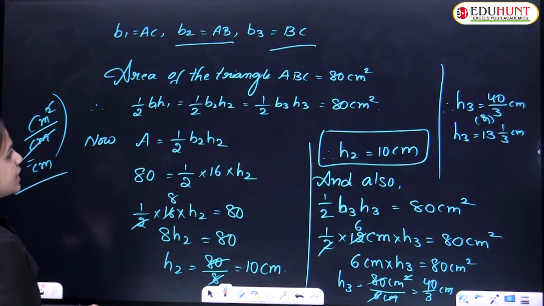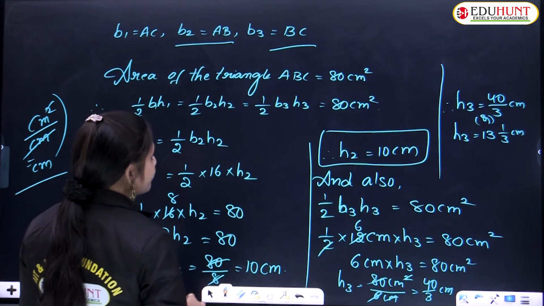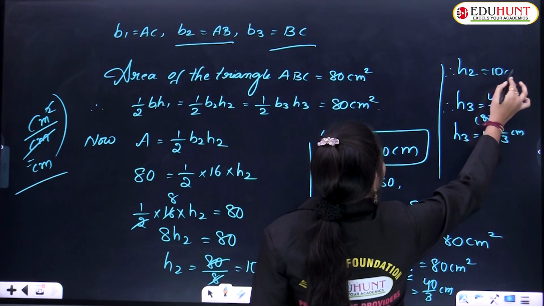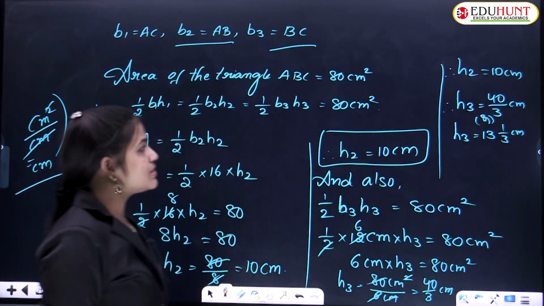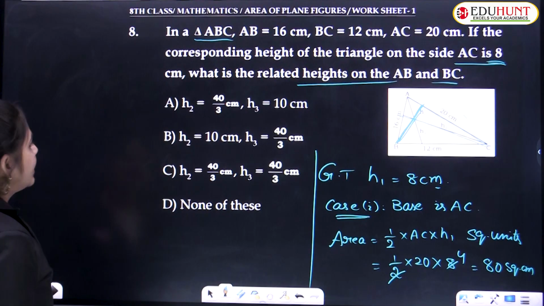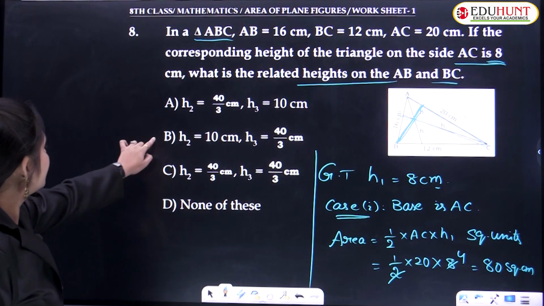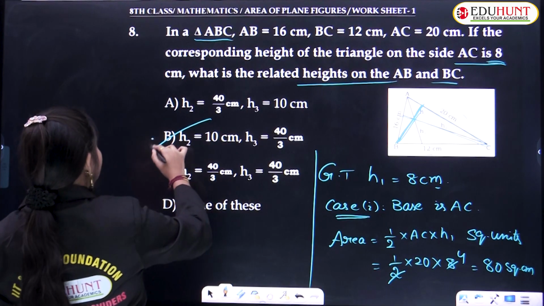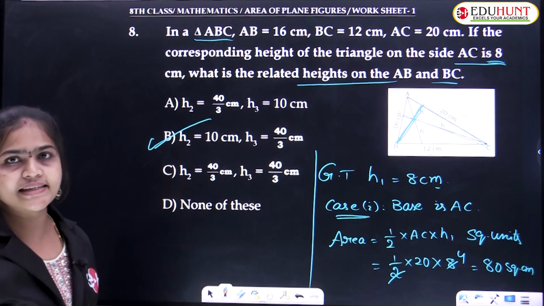H2 is equal to how much did we get? H2 is equal to 10 centimeters. H2 is 10 centimeters and H3 is 40 by 3 centimeters. Which option is correct? Option B is correct.